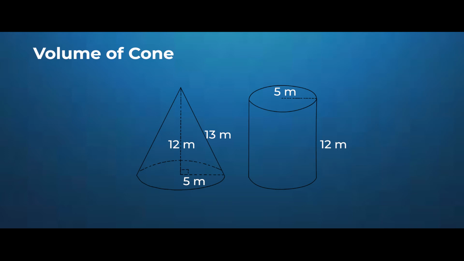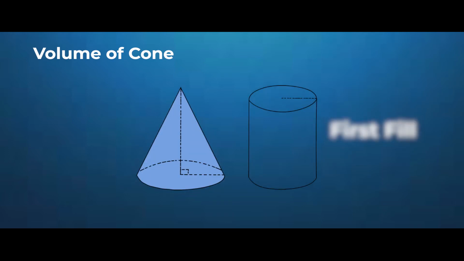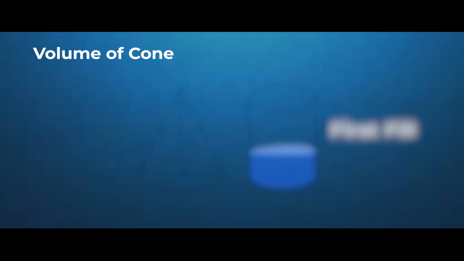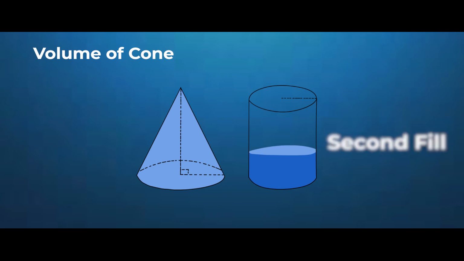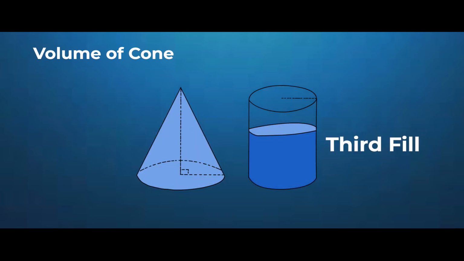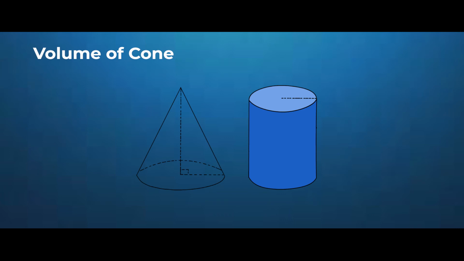So let's do the first filling. We see that the cylinder is not full. Let's pour the water for the second time. Still it is not full. So let's pour it for the third time. Now we can see that the cylinder is full. So what did we observe? We observed that it takes 3 conical containers to fill up the cylindrical container.